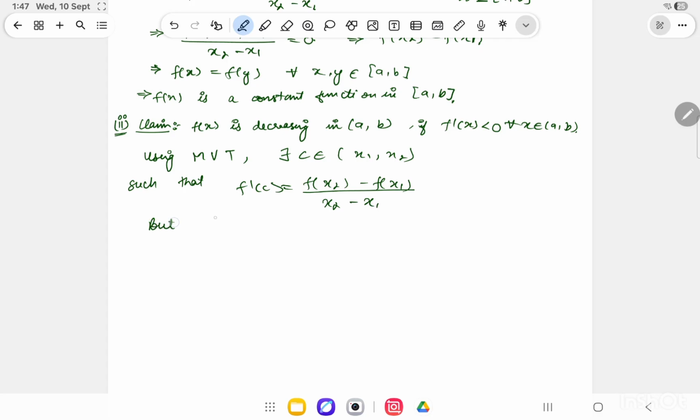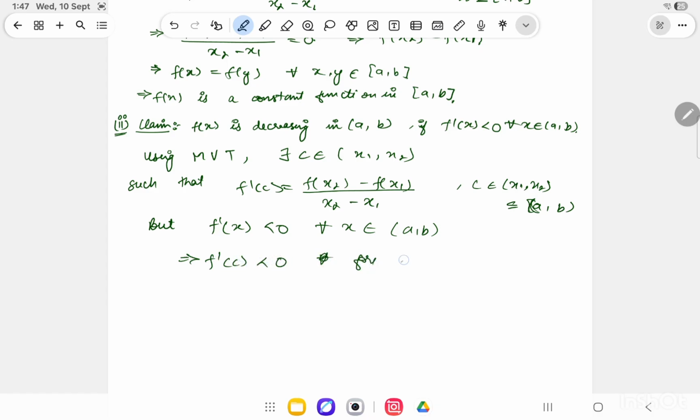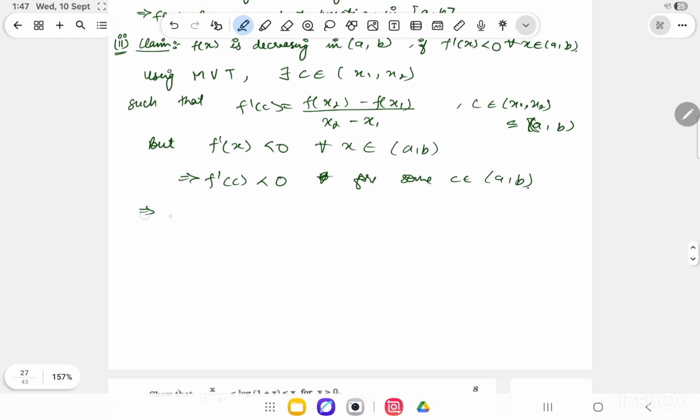But in the question it is given that f'(x) is less than 0 for all x belonging to (a, b), and this interval is contained in (a, b). So from here we can see that f'(c) will be less than 0 for some c in the open interval (a, b). So I got (f(x2) - f(x1)) divided by (x2 - x1) will be less than 0.